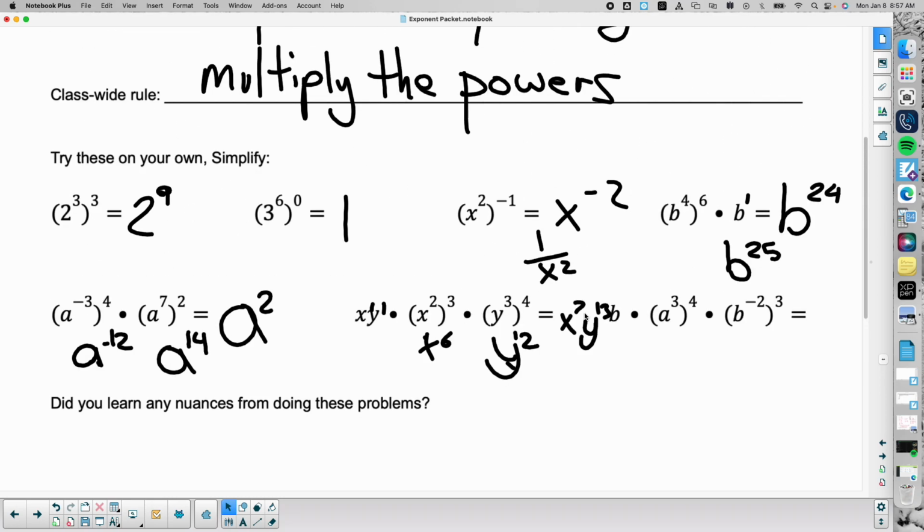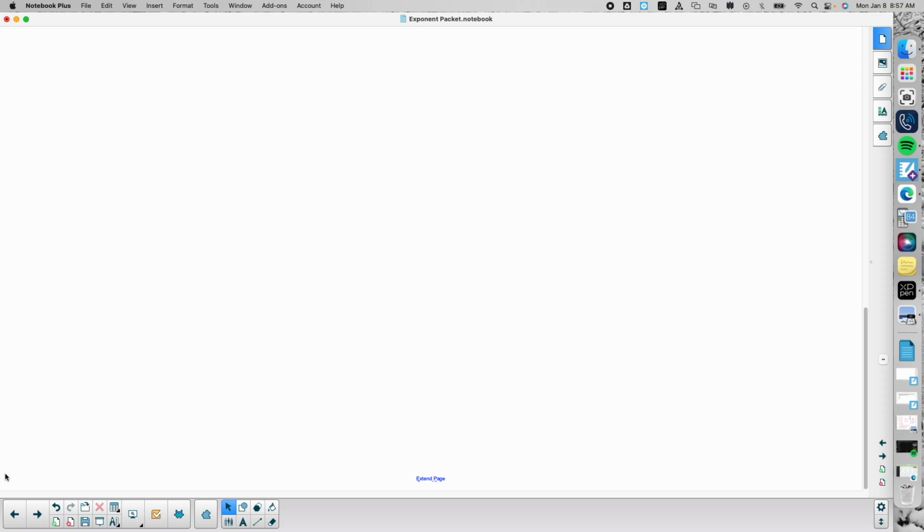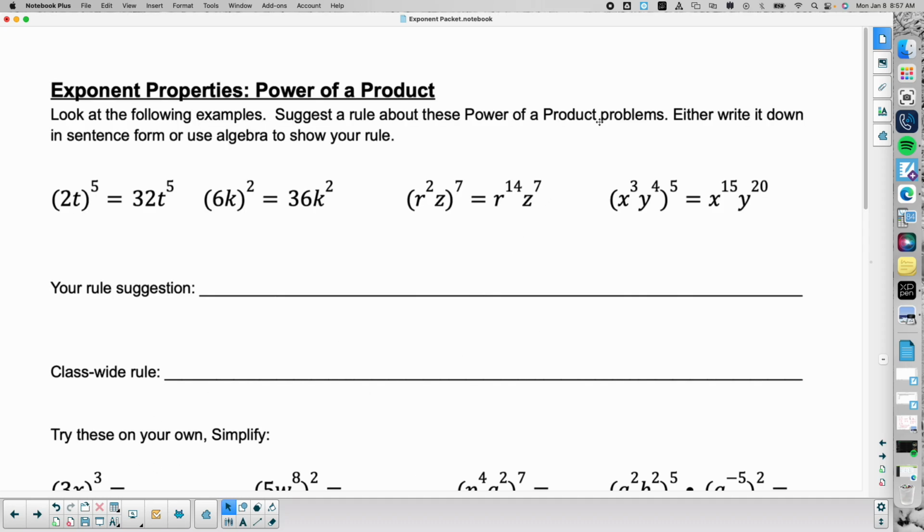How are we feeling about these so far? Like doable? Okay? Now, for a lot of students, these don't look any different. The one main difference on this is that the power is on multiple things. On the previous page, whenever we had a power, it was only on a single item. So the only difference is this one has a power on multiple things.